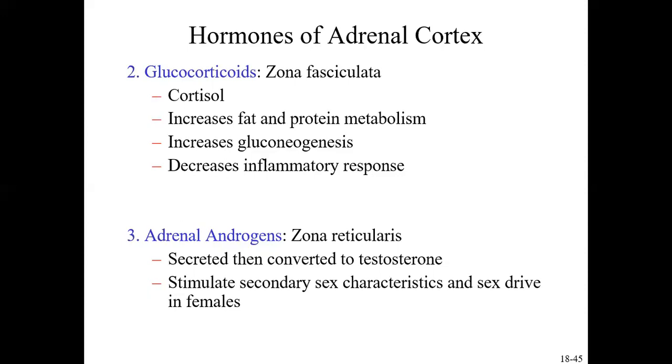Then the third category are androgens. These are basically sex hormones, and this comes from the innermost zone, the zona reticularis of the cortex. And these are generally secreted and converted into the sex hormone testosterone. And this is present in both males and females. Although males get most of the testosterone they produce from the testes, a small amount is produced here in the adrenal glands for males and females. And basically this testosterone helps to stimulate secondary sex characteristics. And for females, it really plays a role in the sex drive.